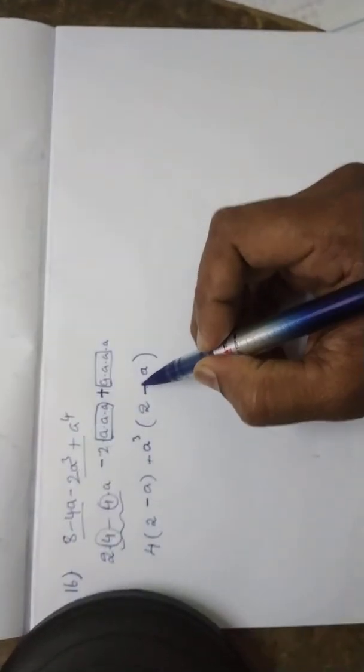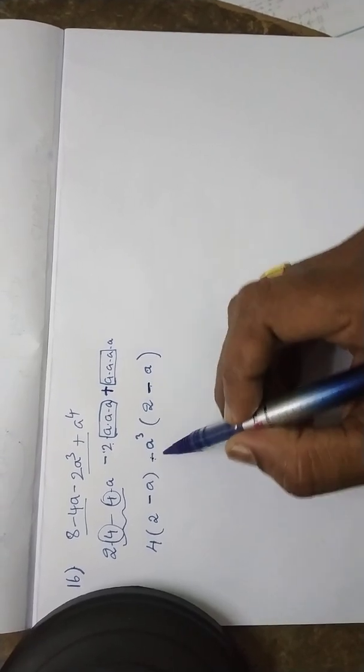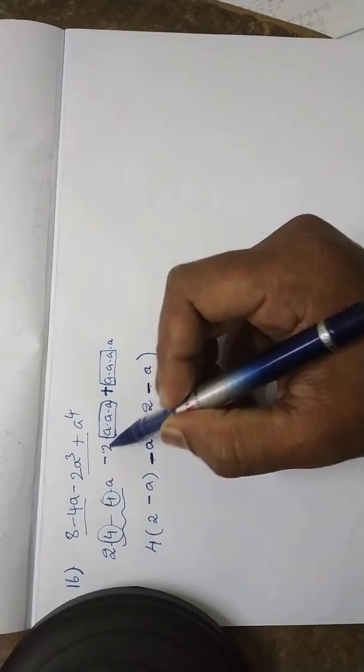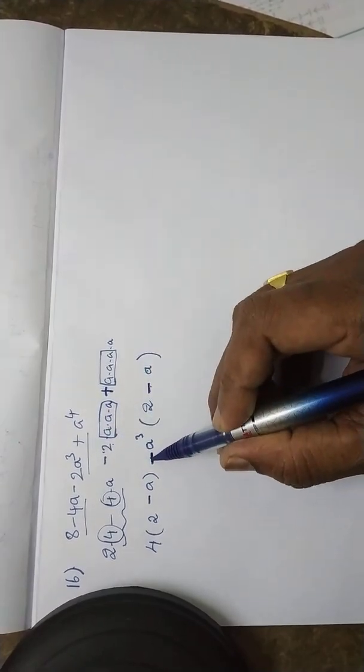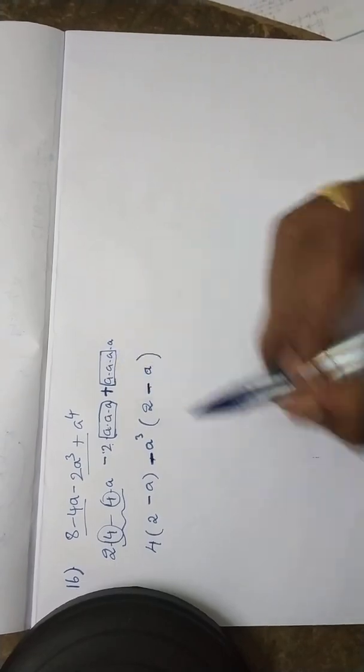Only this is the problem. Take care here, the last sign you have to concentrate. You have to take care. So minus into minus a cube into 2 equal to 2 minus 2a cube. Minus into minus a equal to plus a power 4. So you are getting the previous step, so hence it is correct.